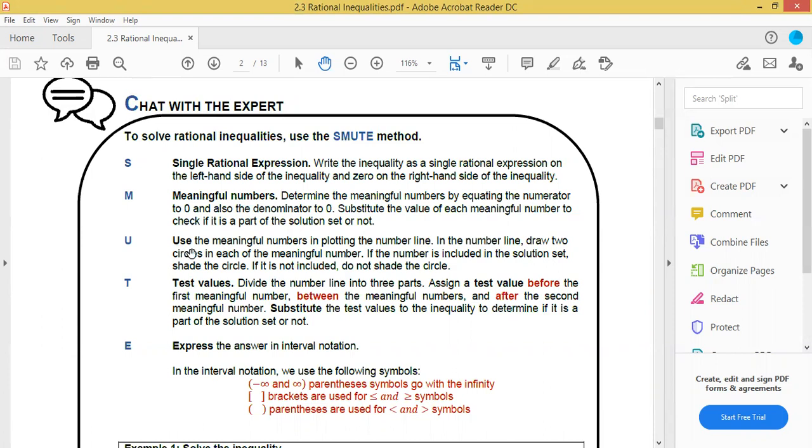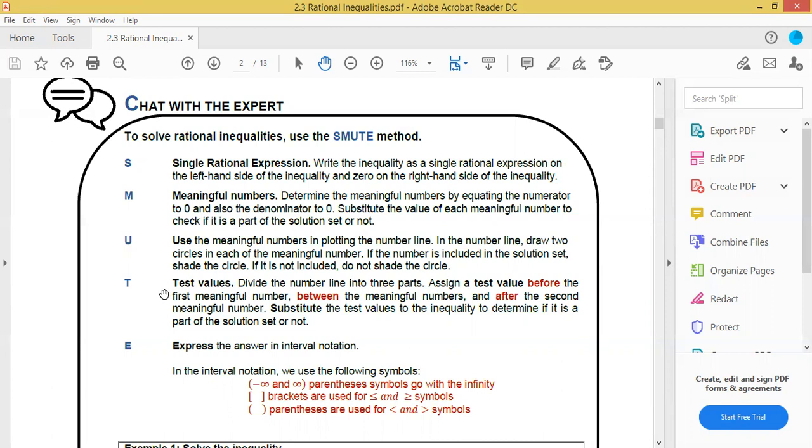Next, U. Use the meaningful numbers in plotting the number line. For example, if your meaningful numbers are 5 and -3, you need to plot the number line, emphasizing 5 and -3. If the meaningful number is part of the solution set, we shade the circle. But if it's not included, we do not shade the circle.